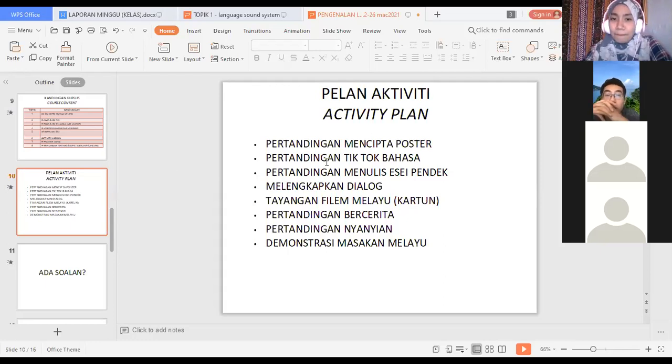The second one, TikTok competition. Not about singing, not about dancing. It's just about miming the language, the Malay language.